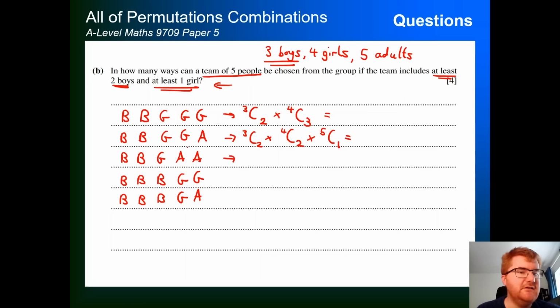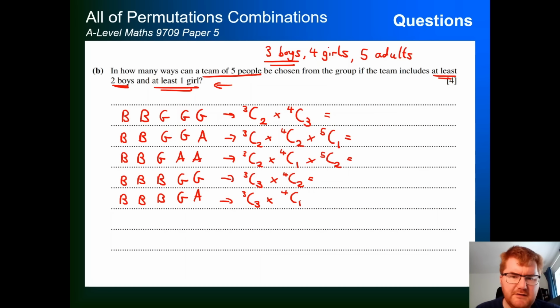Again, we just go through this nice and logically. So 3 choose 2, and then we have 4 choose 1 and 5 choose 2. And now here we've got 3 boys, so we have 3 choose 3, basically 1 combination. And then we have 4 choose 2. And then here we have 3 choose 3, 4 choose 1, and 5 choose 1.